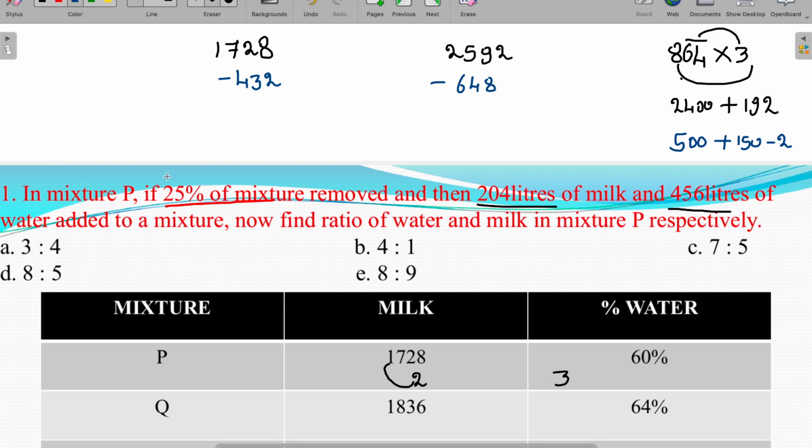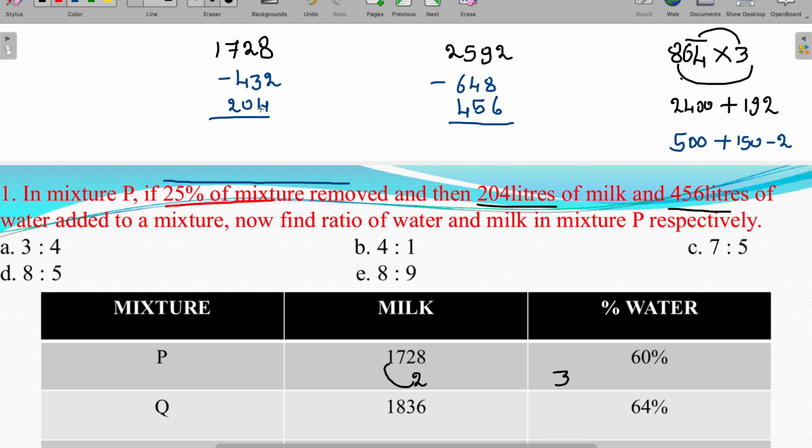I removed 25% of the mixture. Removed means you have to do this process. Now I will add 204 liters of milk. Then I will add 456 liters of water. Sorry. Now I have to find out how much is there.